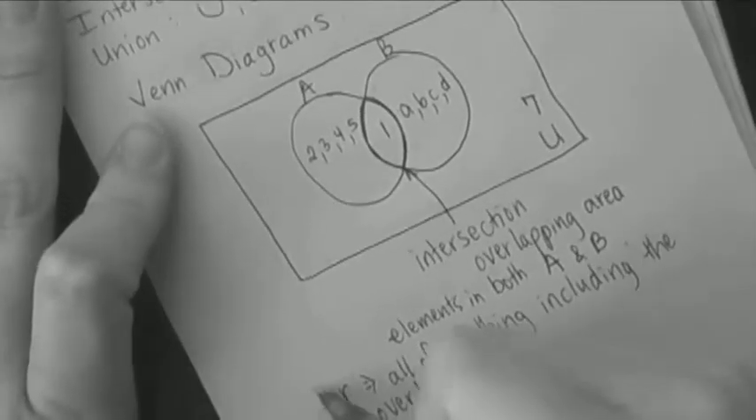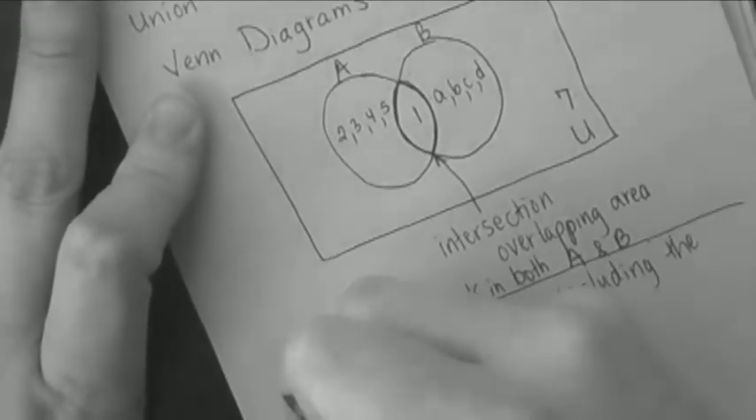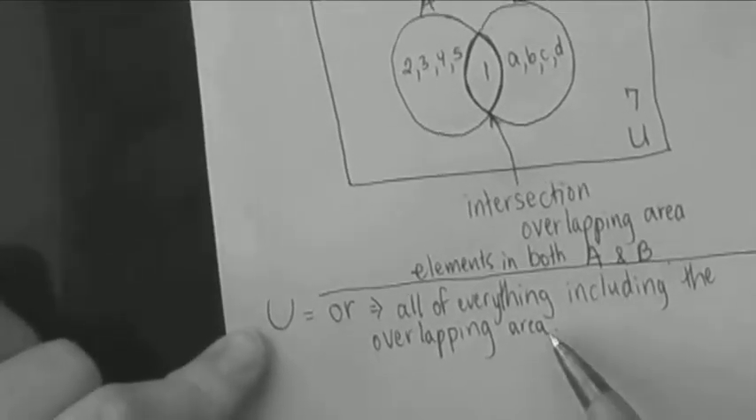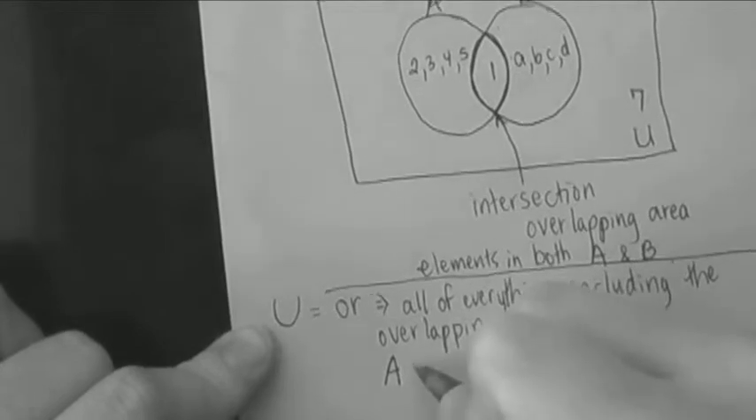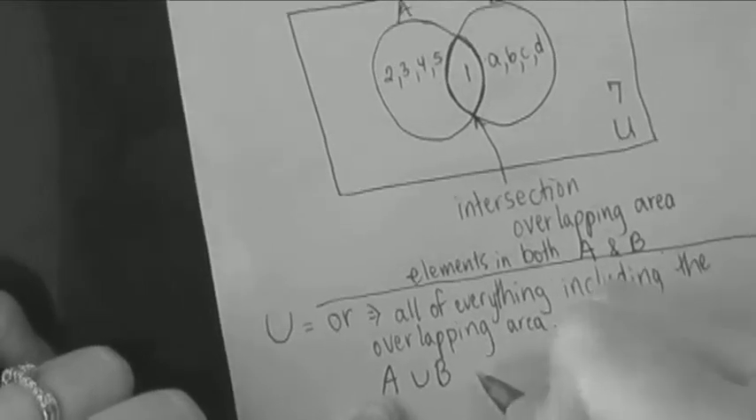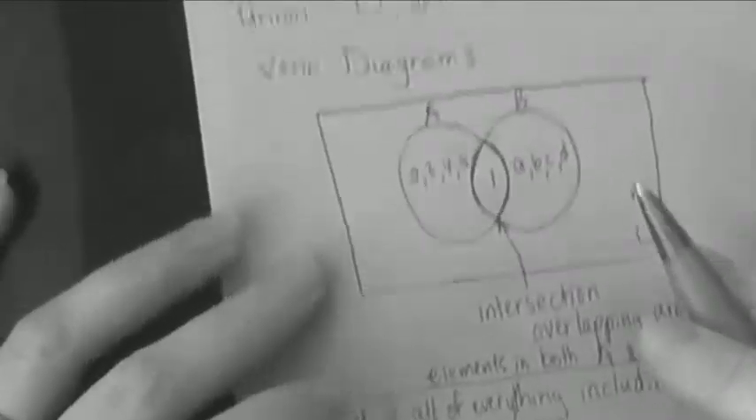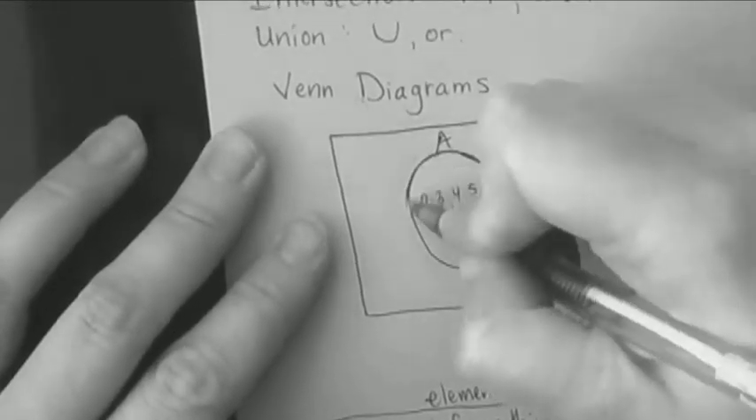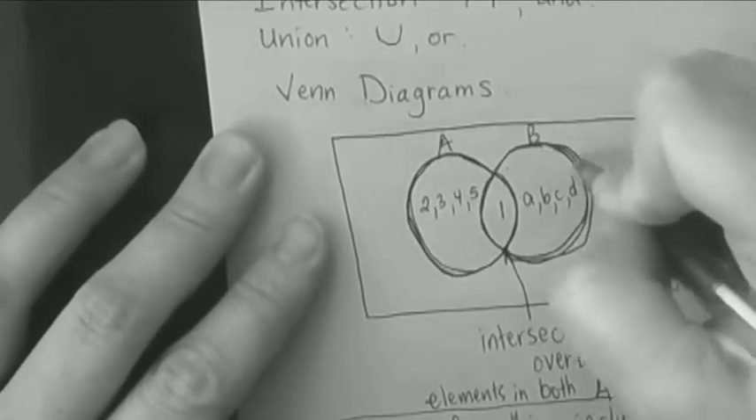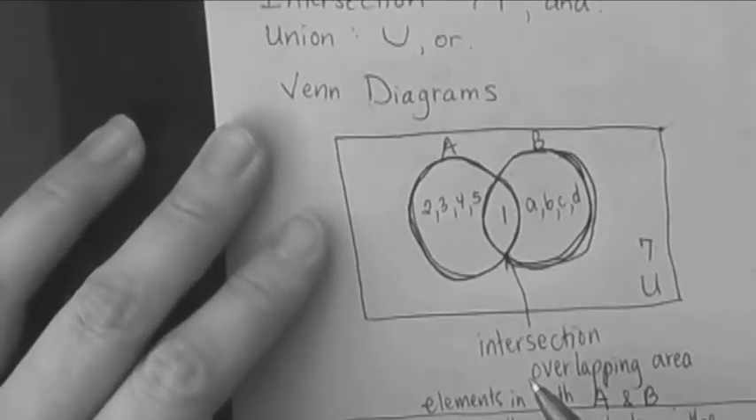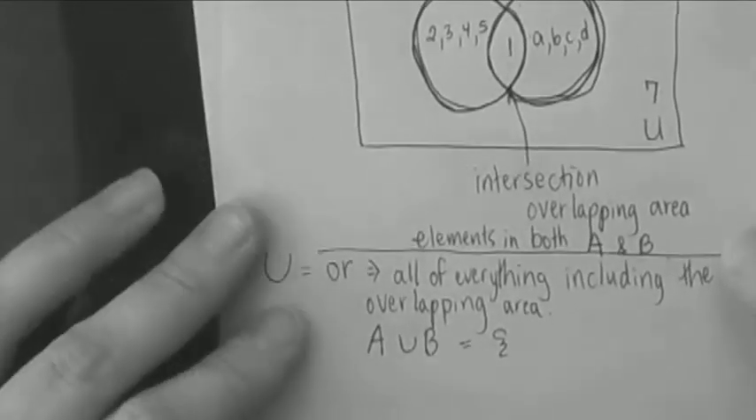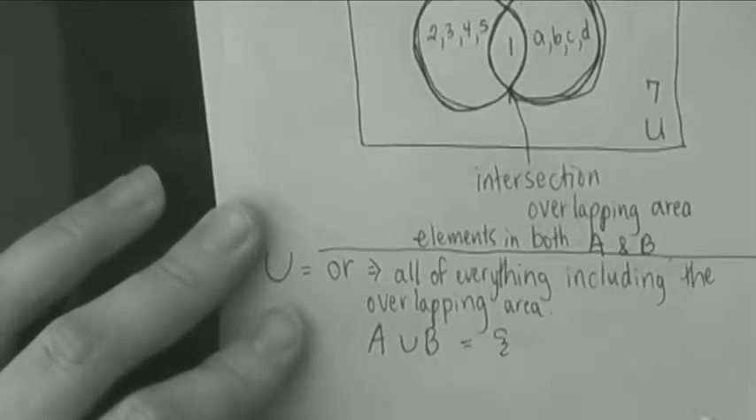So our union, this is our union. Our union means take all of everything in the two sets. So if I do A union B, that's how you write a union, A ∪ B. That means everything in either of them. So I look at them and I say, okay, well, everything inside the two circles, including that overlapping area. Well, everything inside the two circles is everything in A and everything in B, and we just don't write any duplicates. So we write the 1 only once. We don't write it twice.